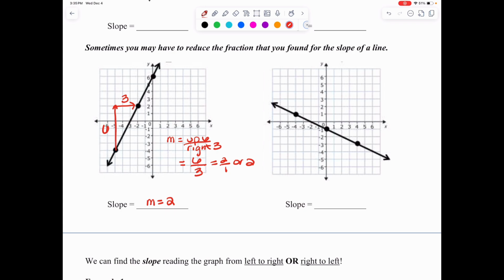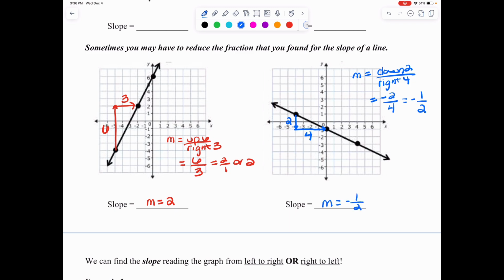In the one on the right, again going from left to right, I would have to go down 2 blocks because again we're going by ones. And then I'd have to go to the right 4 blocks. So when I find the slope here, m is equal to down 2 over right 4. Down 2 is going to be a -2. Right 4 is going to be a +4. So this again turns into a fraction that we can reduce. -2/4 is the same as -1/2. So my slope would be -1/2.